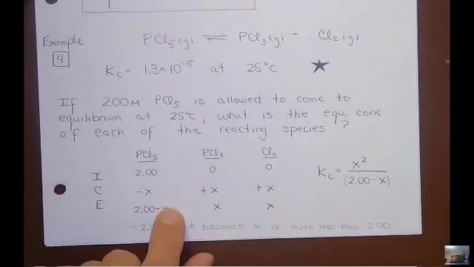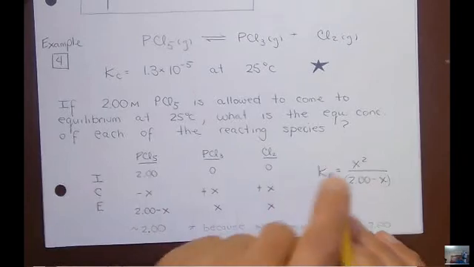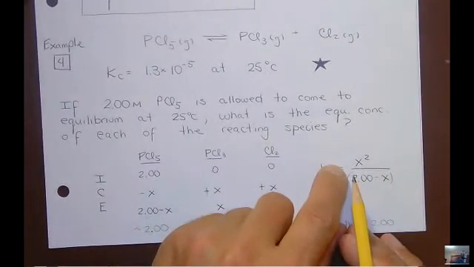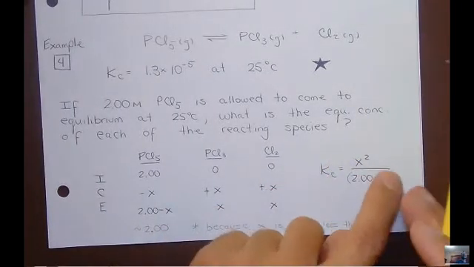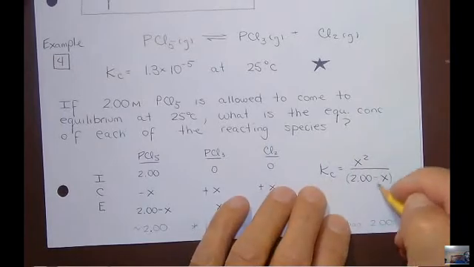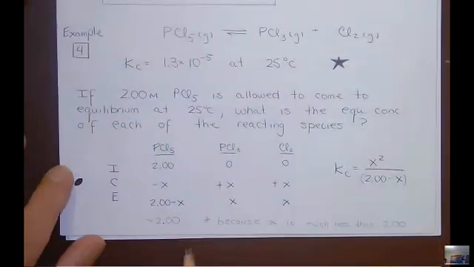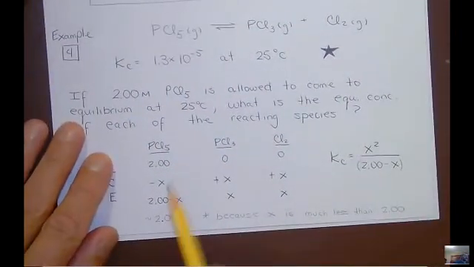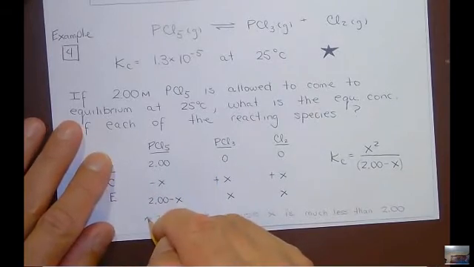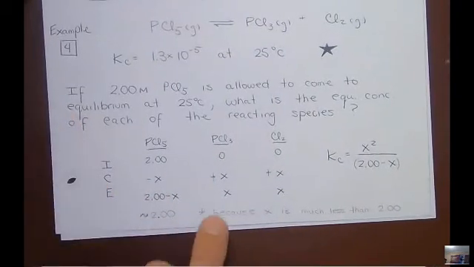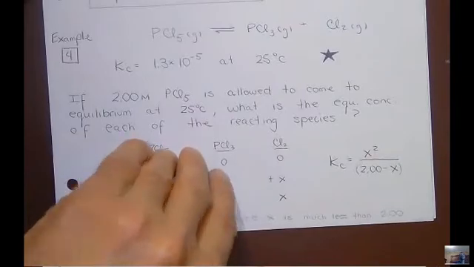Okay, so if I drop the x, look what's going to happen, how easy this is going to be. I'm going to have Kc equal to x squared divided by 2. It's going to be okay to drop the x. So what does it say down here? This is approximately 2. It's going to be 1.99 something because x is so much less than 2.